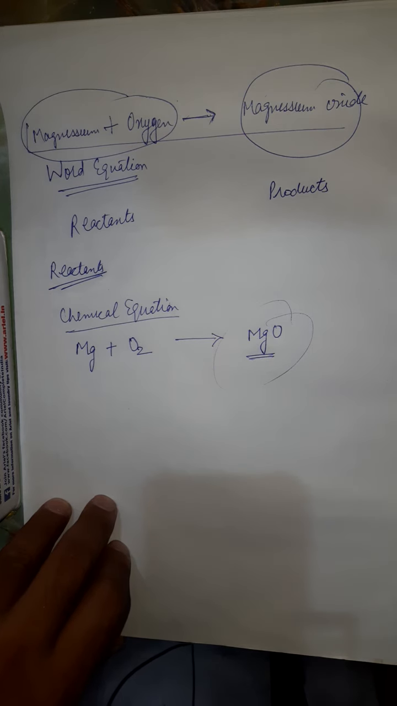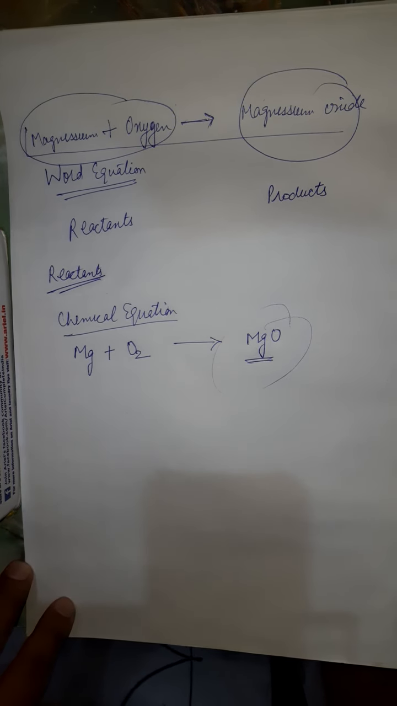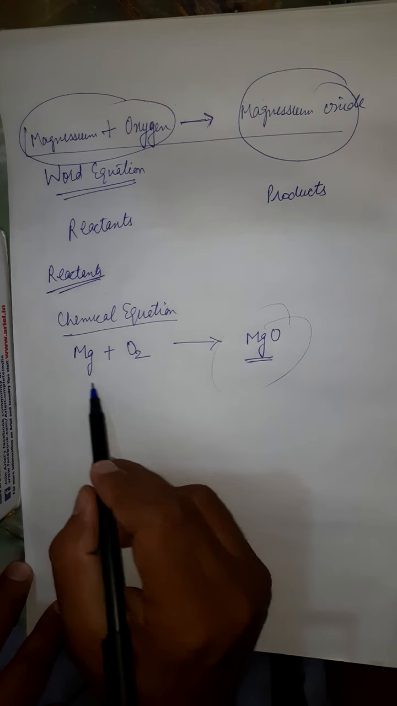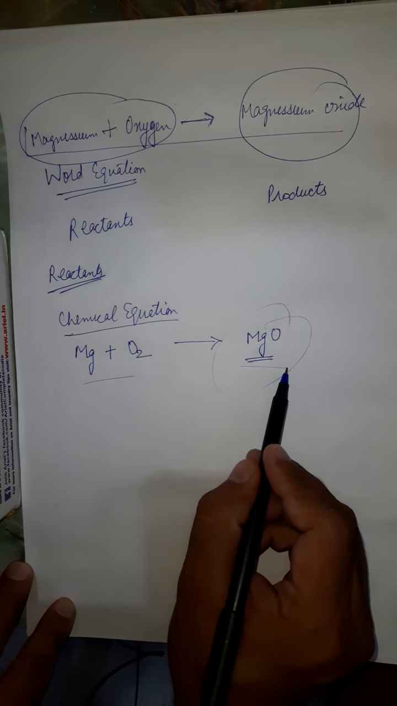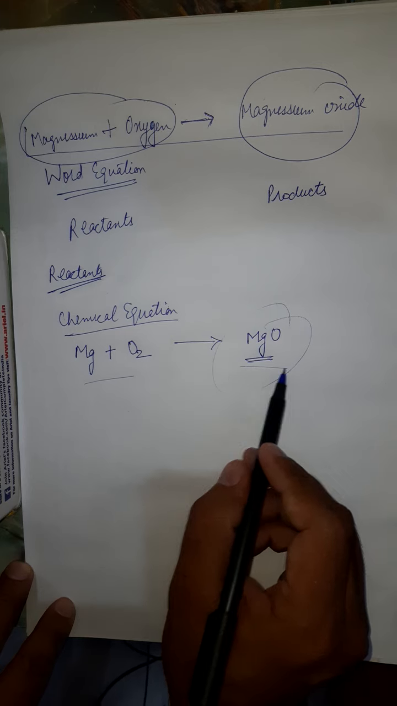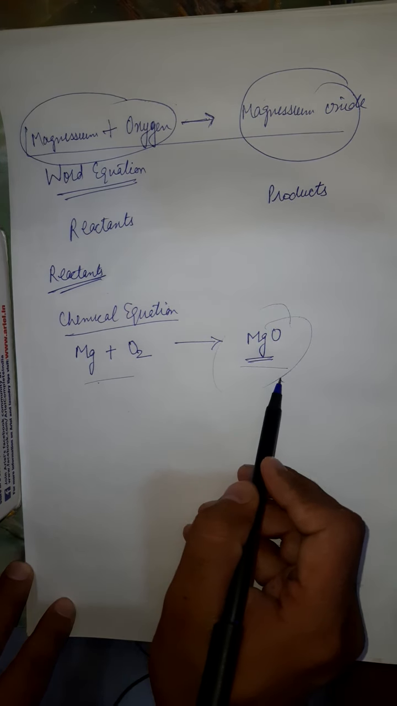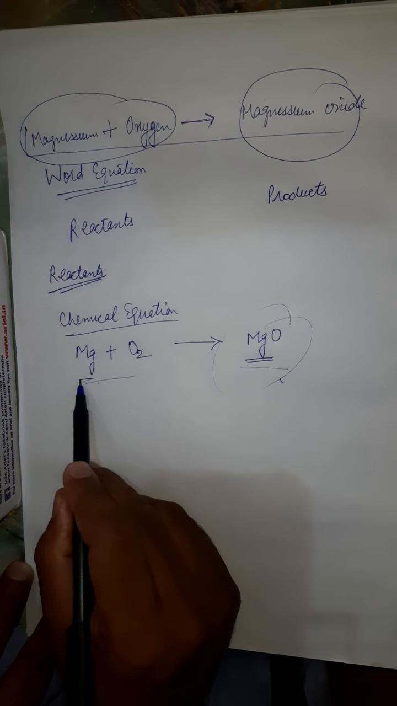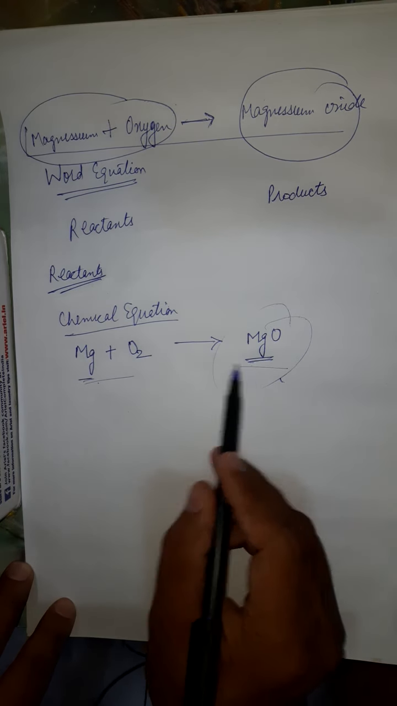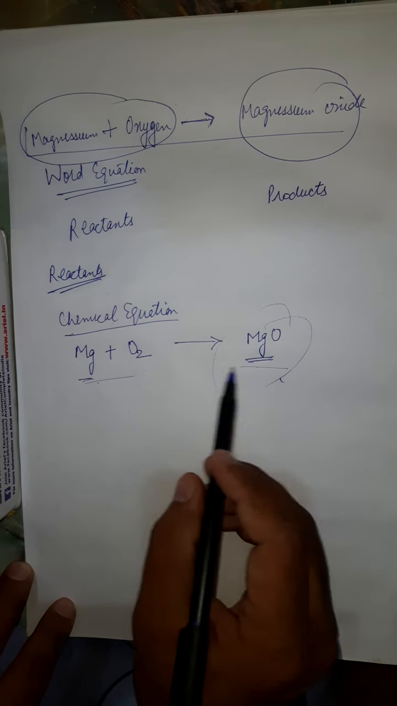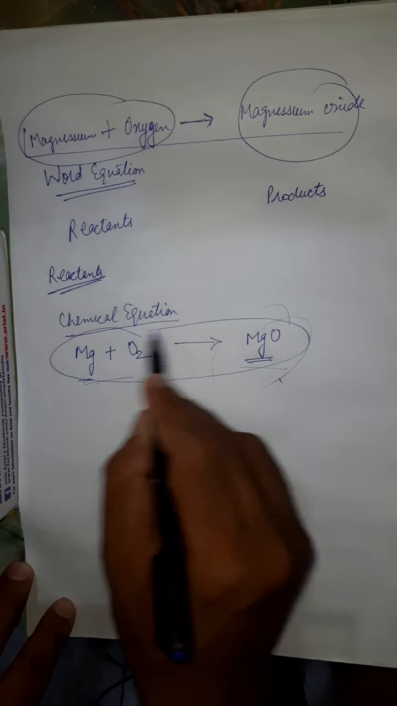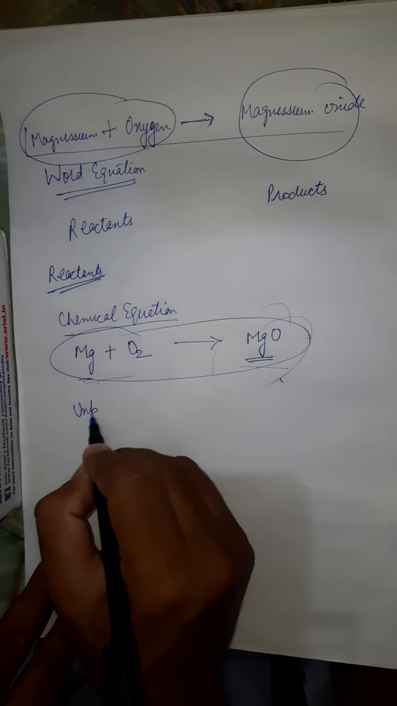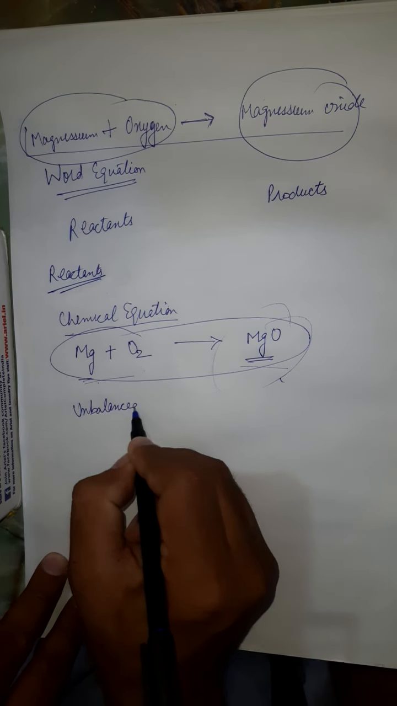Next students, we have to compare the number of atoms of each element on the left hand side and right hand side of the equation. Is the number of atoms of each element the same or different? If the number of atoms of the same element is different, then this equation is known as an unbalanced chemical equation.